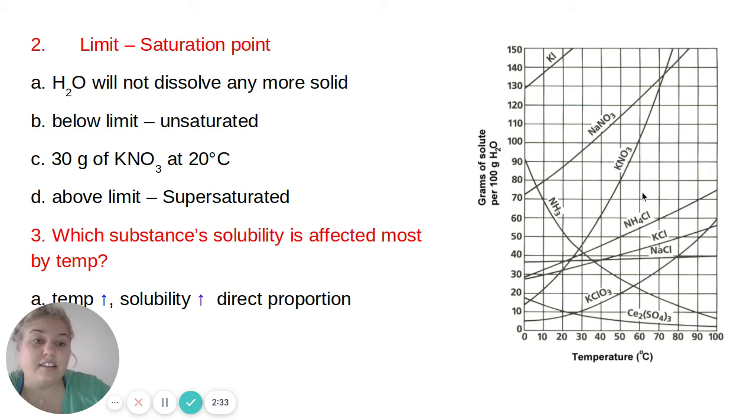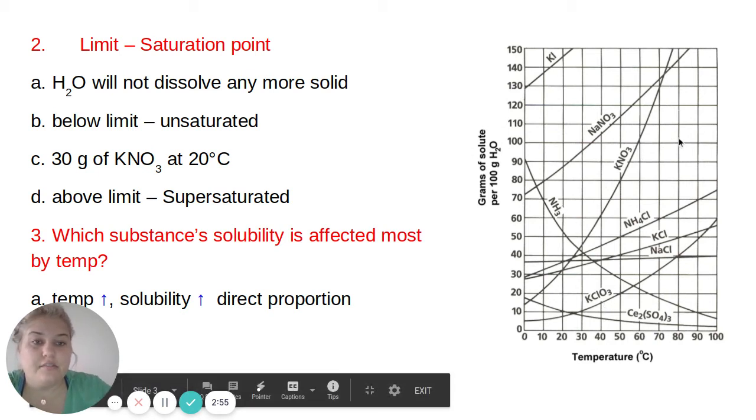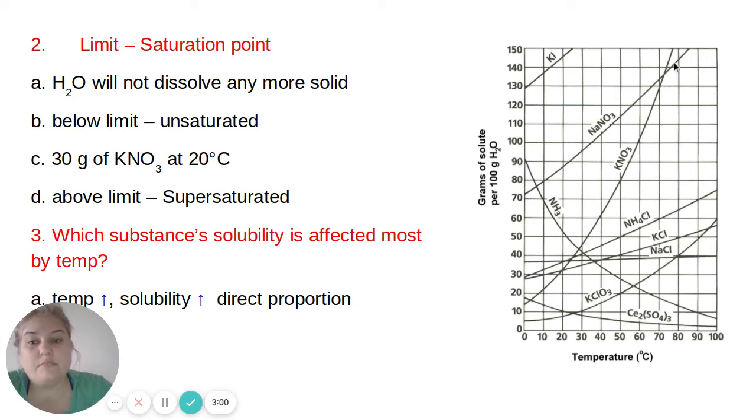If I give you a point that's underneath the line, then that's what we consider unsaturated. So that's B, below the limit, unsaturated. And then saturated is directly on the line. So supersaturated is above, unsaturated is below, saturated is exactly anywhere on the line. We call it a direct proportion. As your temperature goes up, so does your solubility for a solid. So as we raise the temperature, we can usually dissolve more and more solid. That's just because the water particles are moving faster, so they can dissolve more molecules.